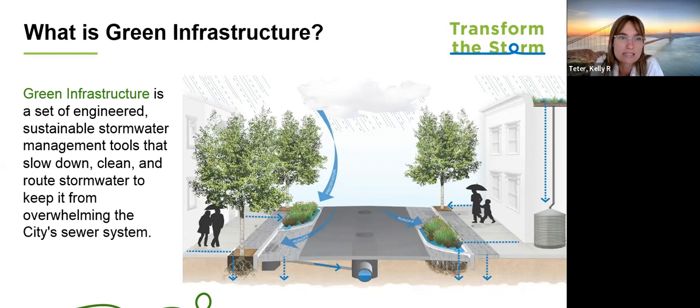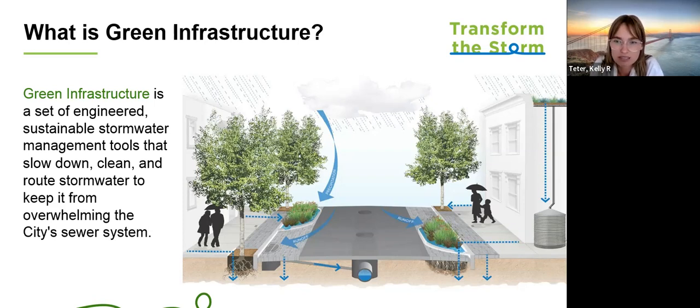Green infrastructure is a set of engineered sustainable stormwater management tools that slow down, clean, and route stormwater to keep it from overwhelming the city's sewer system. And this is how we define green infrastructure at the PUC. Green infrastructure has a lot of different definitions depending on who's talking about it. But here at the PUC, this is what we use green infrastructure for.